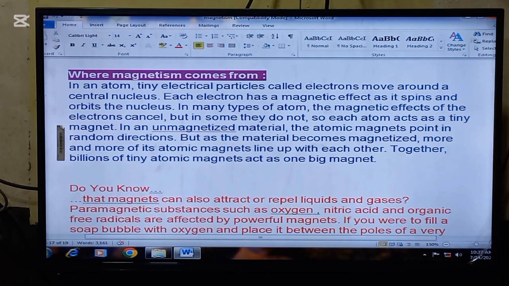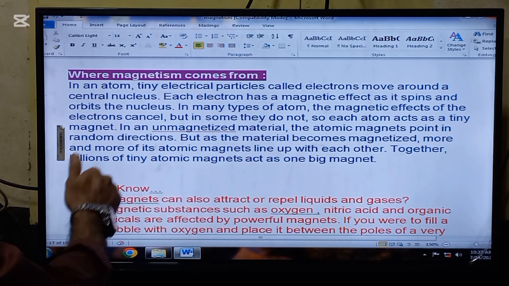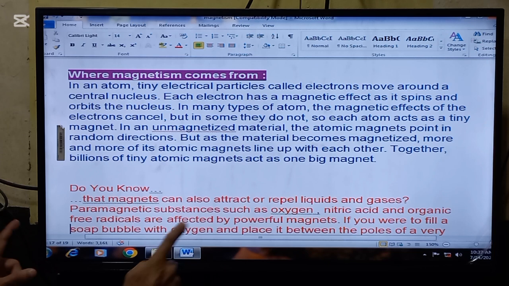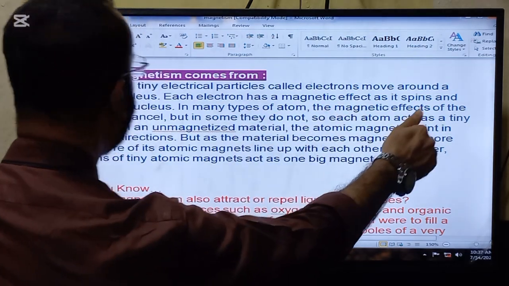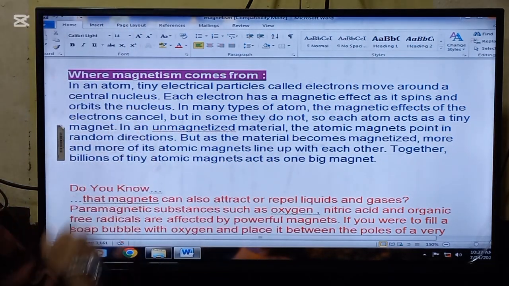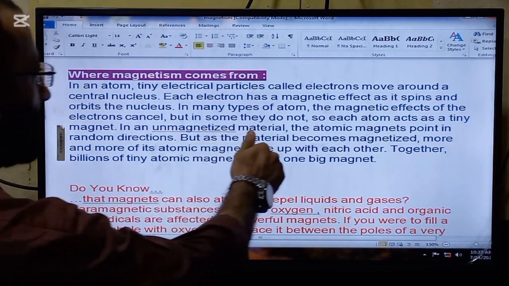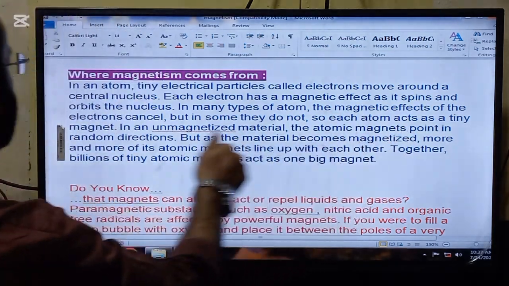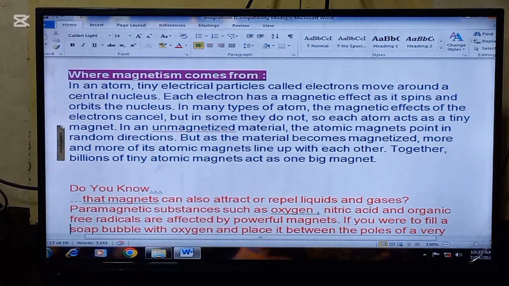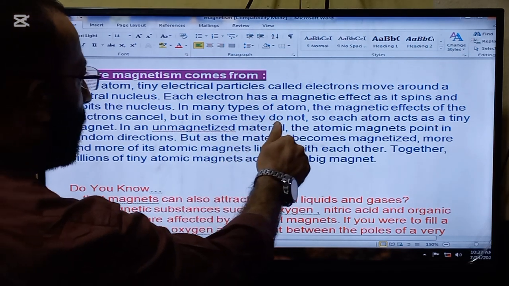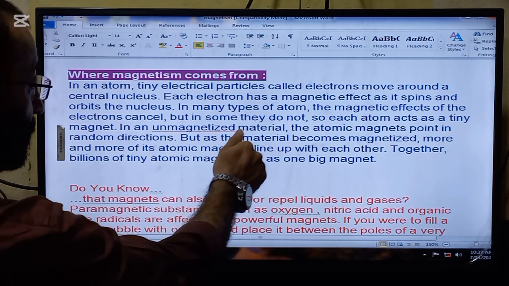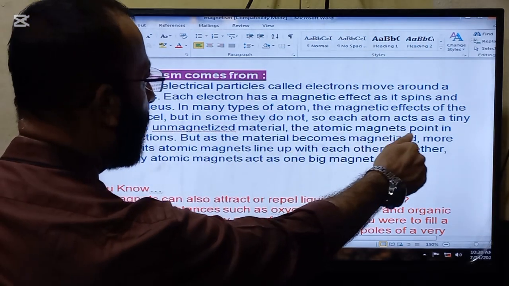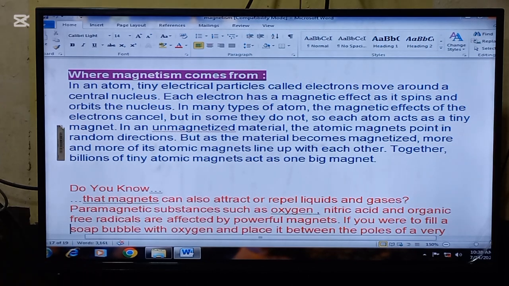The next thing that we are going to read in the lecture is where magnetism comes from. So, a very important topic. Concentrate yourself. In an atom, tiny electrical particles called electrons move around a central nucleus. Each electron has a magnetic effect as it spins and orbits the nucleus. In many types of atoms, the magnetic effects of the electrons cancel, but in some they do not. So each atom acts as a tiny magnet.